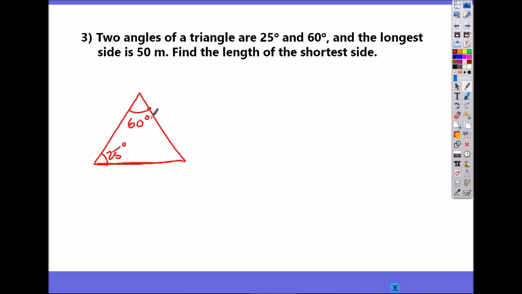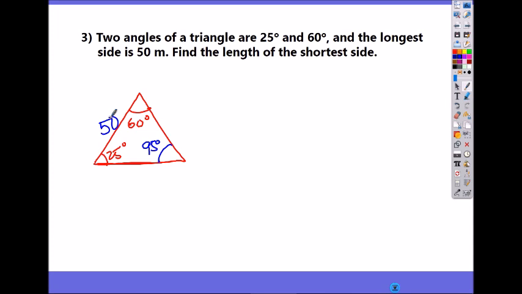So where should we put the longest side? What would you do first? Find this angle first. What would be that angle? 180 minus 60 minus 25 gives you 95. I know this is not drawn to scale, but you should already know the longest side goes with the greatest angle. So the longest side must be over here, 50, right? Think about it. If the angle gets bigger, the side gets longer. Angle gets smaller, side gets shorter.